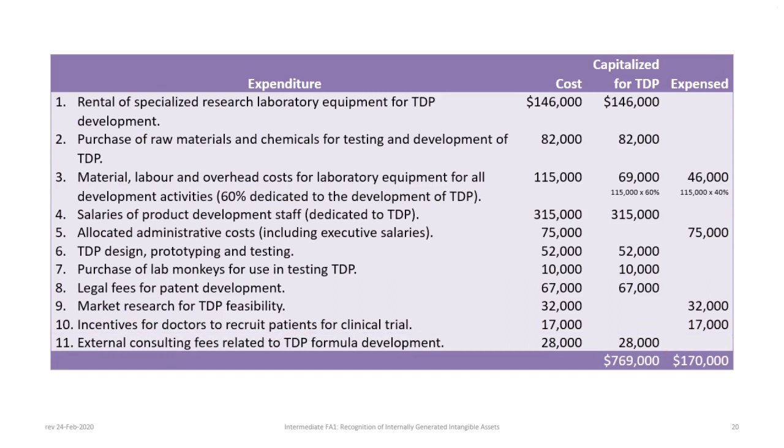So when all is said and done, we've gone through all of the expenditures identified in the problem. And so what we have then are total capitalized costs of $769,000 and total expense costs of $170,000. And just to make sure that we captured them all, they total $939,000. So that means that we have correctly captured all of the costs identified in the problem and just simply allocated them between being capitalized or expensed.